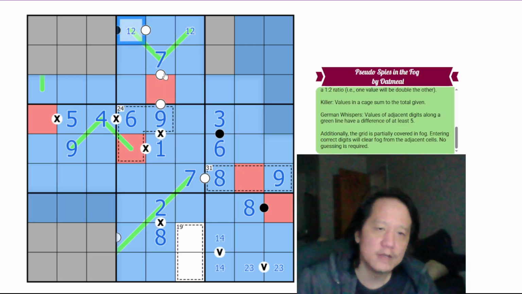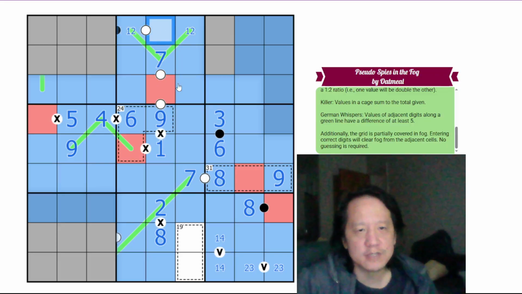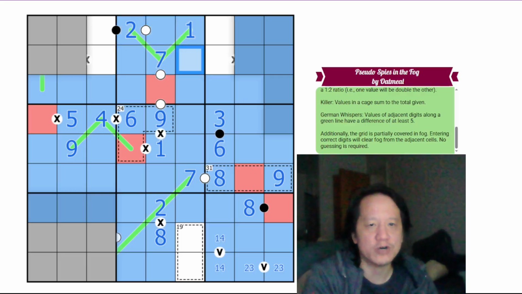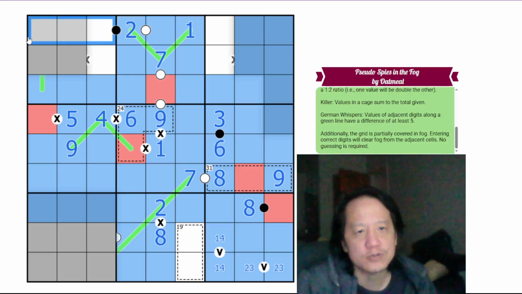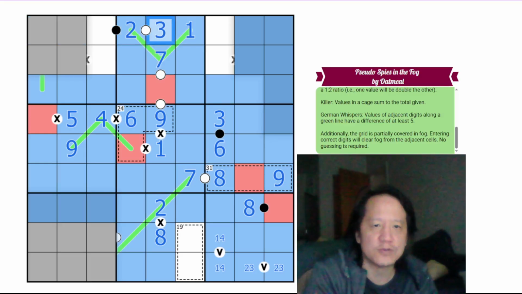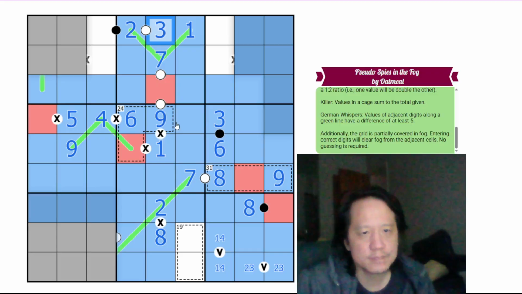But 1, if it's consecutive with anything, must be consecutive only with 2. But we have a 1-2 pair already in the row. So this cannot be 1. This is 2. This is 1. 2 is in the 1-to-2 ratio with 4. But this could be the pseudo digit. 2 is consecutive only with 3 that's here. So this is 3. This could be a pseudo digit.